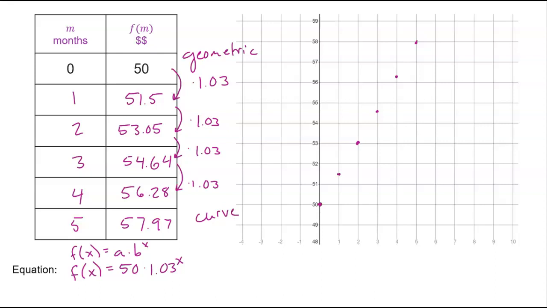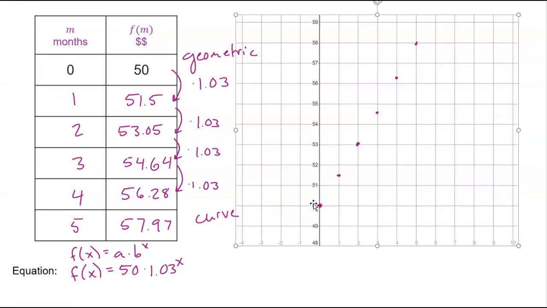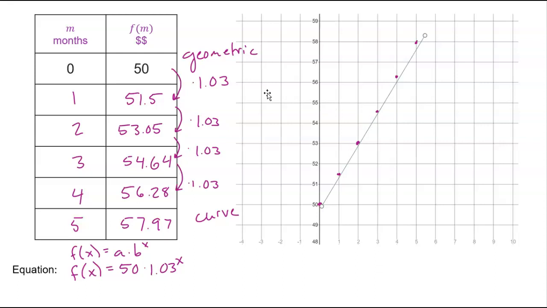So if I were to try to draw a line over the top of this, we should see it deviating from the line, but it takes a little while. So you can see how those dots are starting to deviate from the line. They're just very slightly curving upward this way. And then they're going to keep curving upward that way, away from the line. So this is a geometric curve. It does not follow a line.